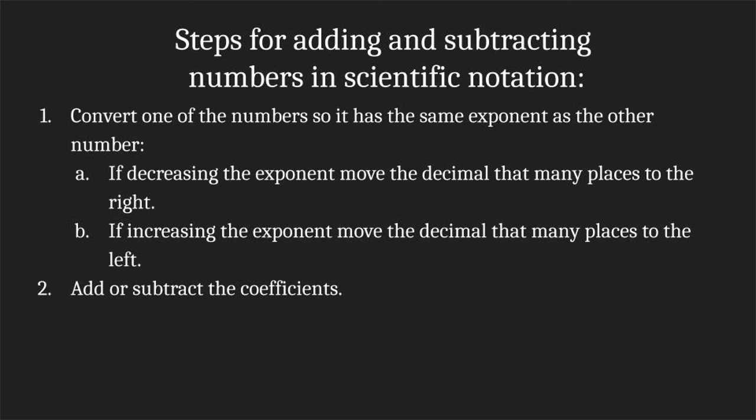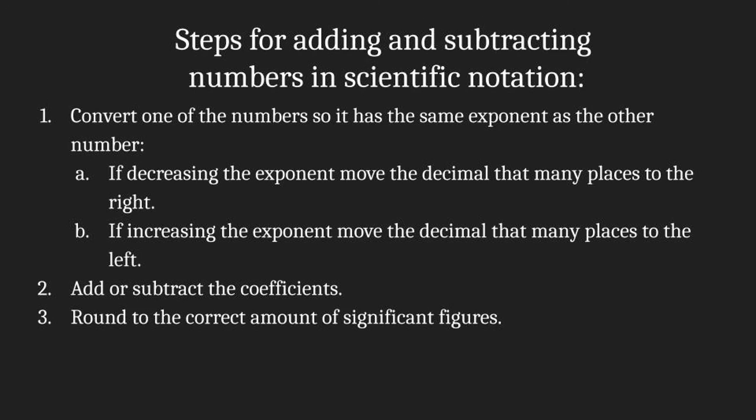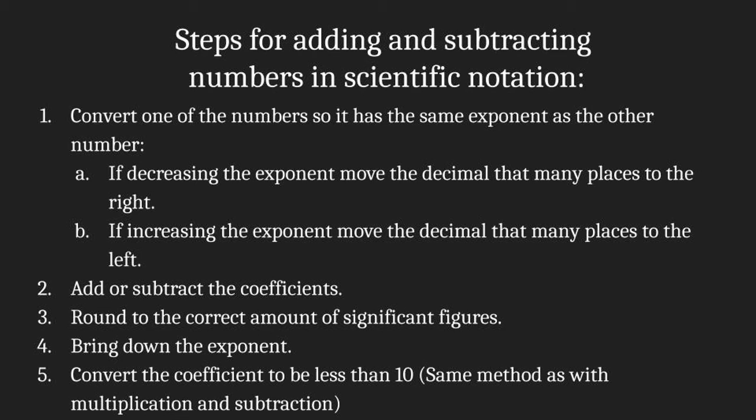Once we have the same exponents, we're going to add or subtract the coefficients and then round them to the correct amount of significant figures. Then, we're going to bring down the exponent we converted to in step 1. And the last step is to convert the coefficient to be less than 10, the same way we did with multiplication and division. Let's try some examples.